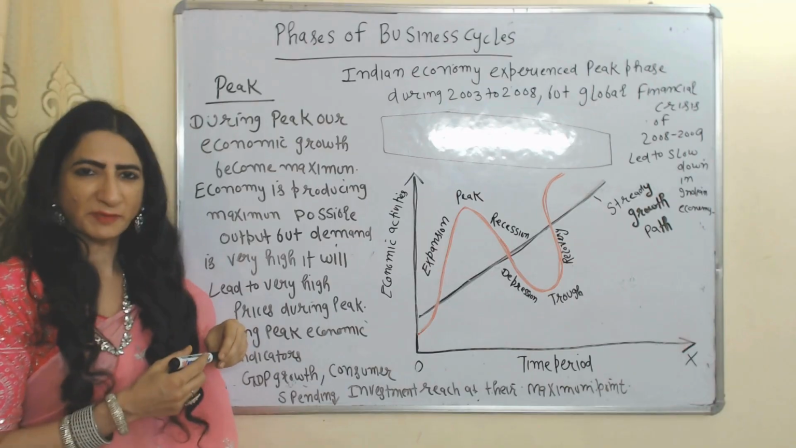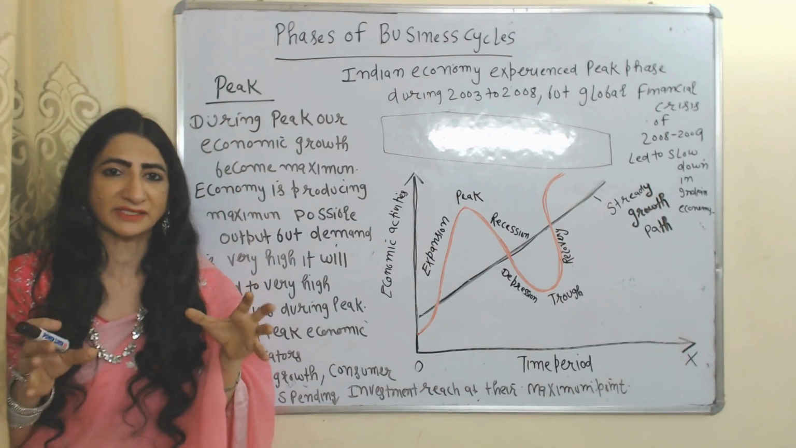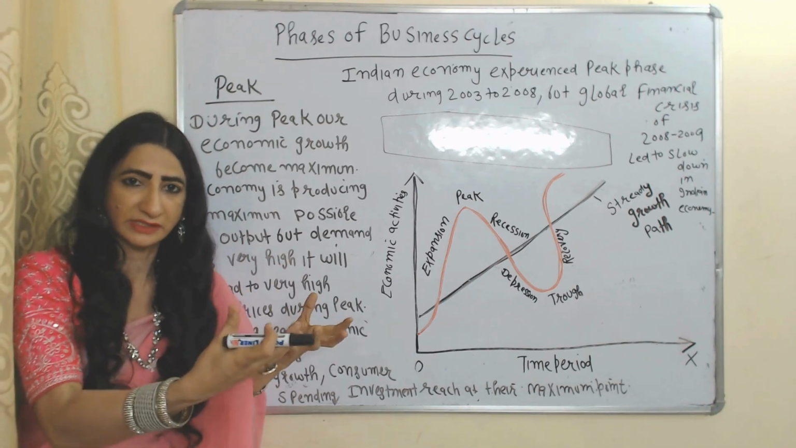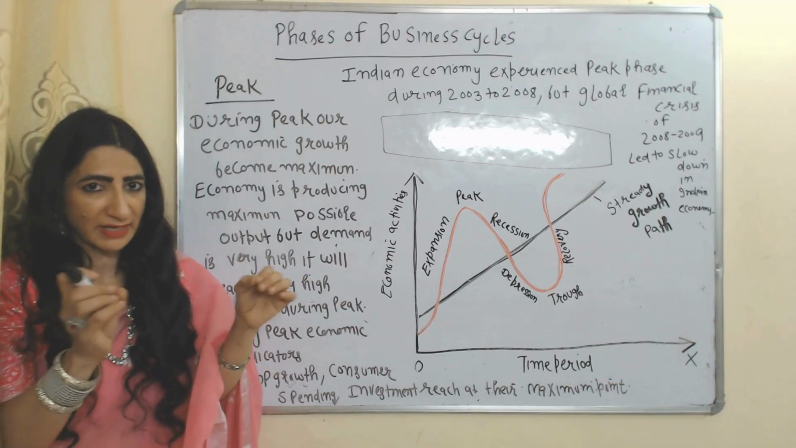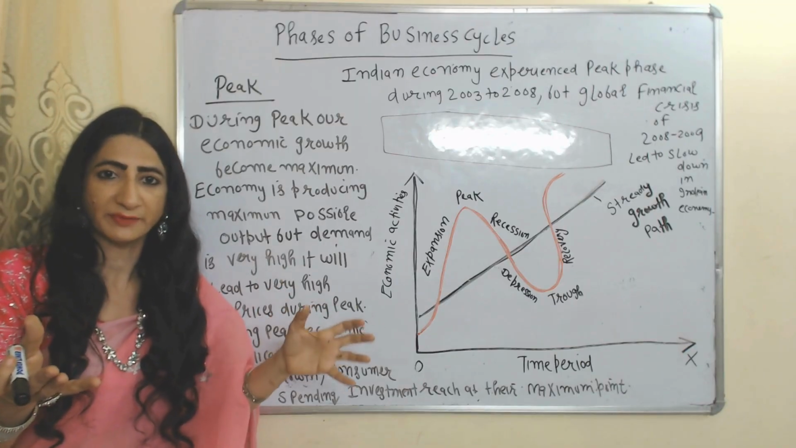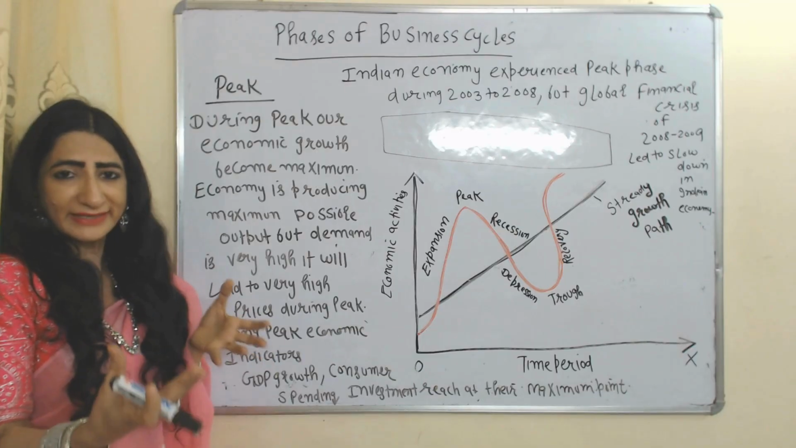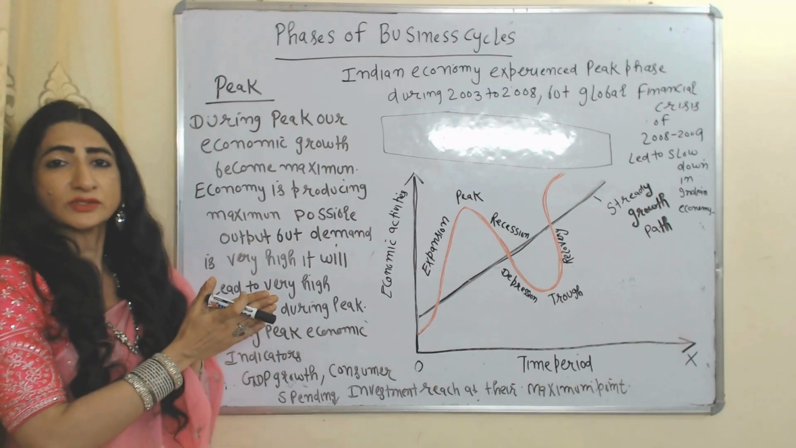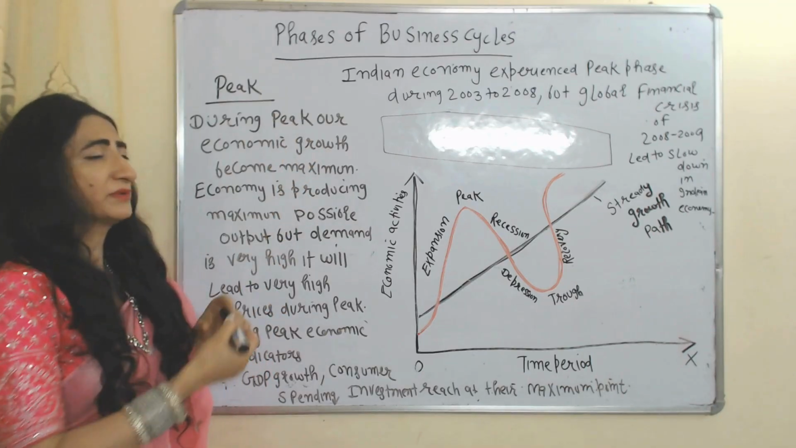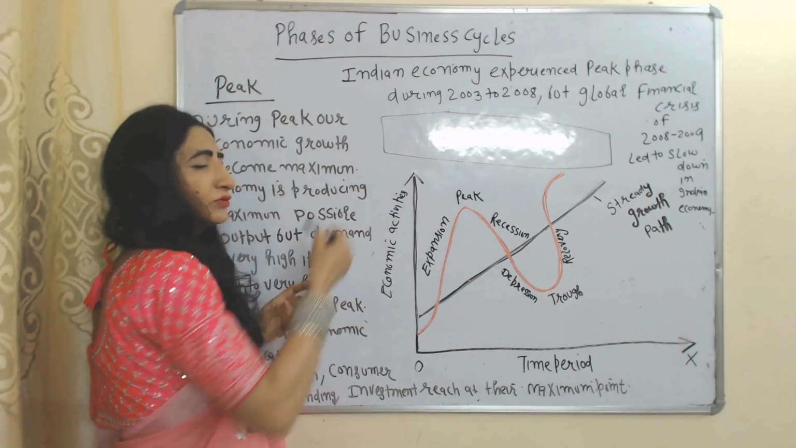Now we'll see the next phase of business cycle, peak. During peak, our economic growth reaches its maximum point. That means this is maximum possible growth. We cannot grow beyond this, and we are producing output at our maximum possible capacity. But demand is very high, and high demand leads to high prices. In short, we can say that during a peak, our economic indicators like growth in GDP, consumer spending, investment reach their maximum point. The Indian economy experienced the peak phase of business cycle from 2003 to 2008.